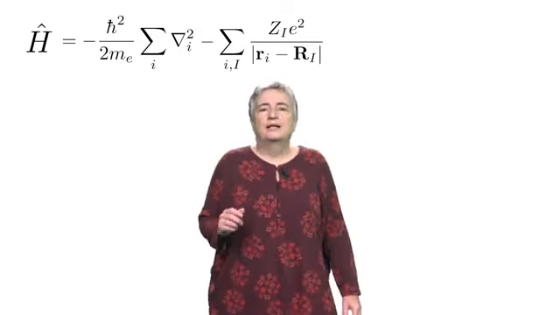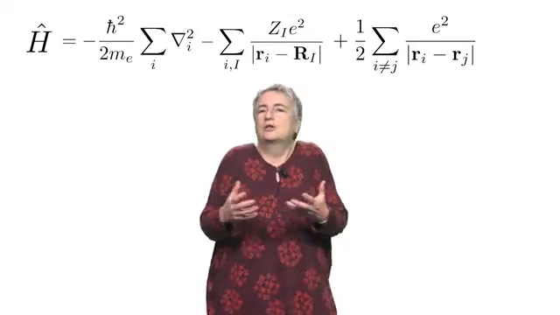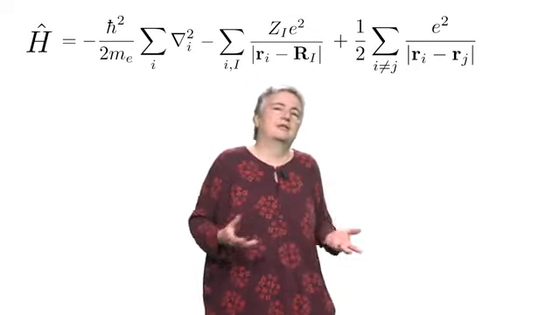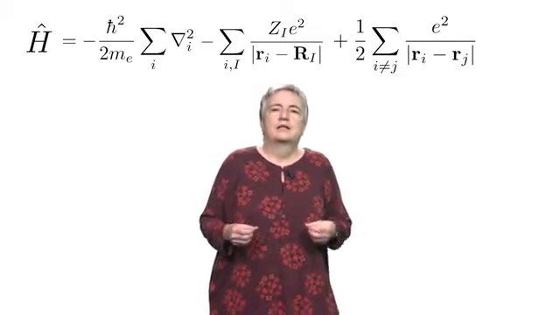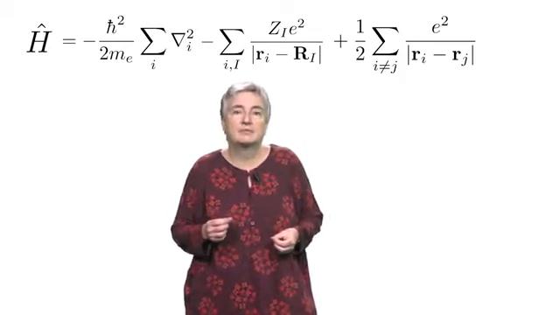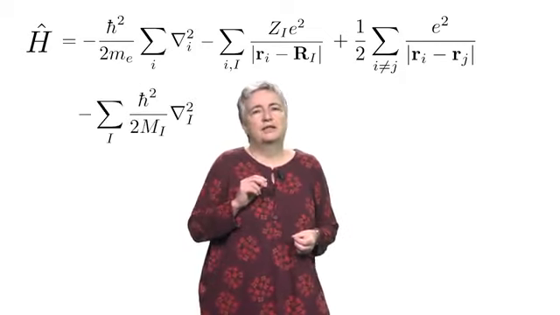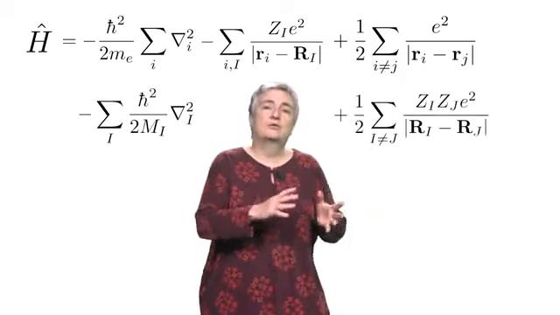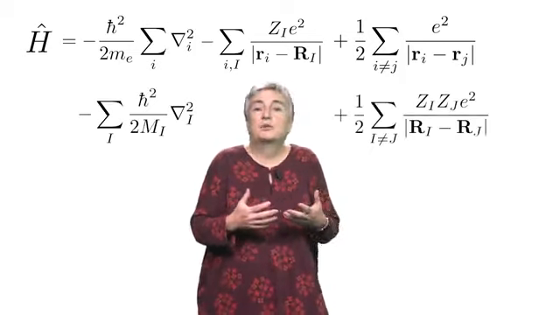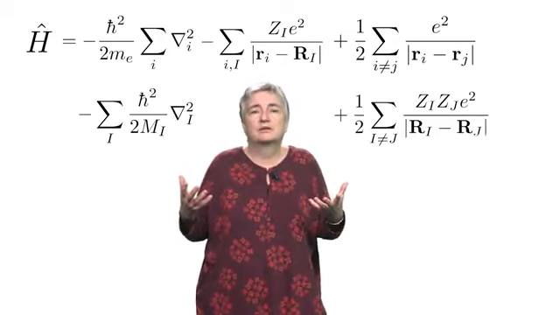And then we have the Coulomb interaction between the electrons. Of course, we should not forget to exclude the interaction of an electron with itself. This term forces us to consider more than one electron at a time. Finally, we add the kinetic energy of the nuclei and the nucleus-nucleus interaction. In principle, we should solve this huge coupled problem.